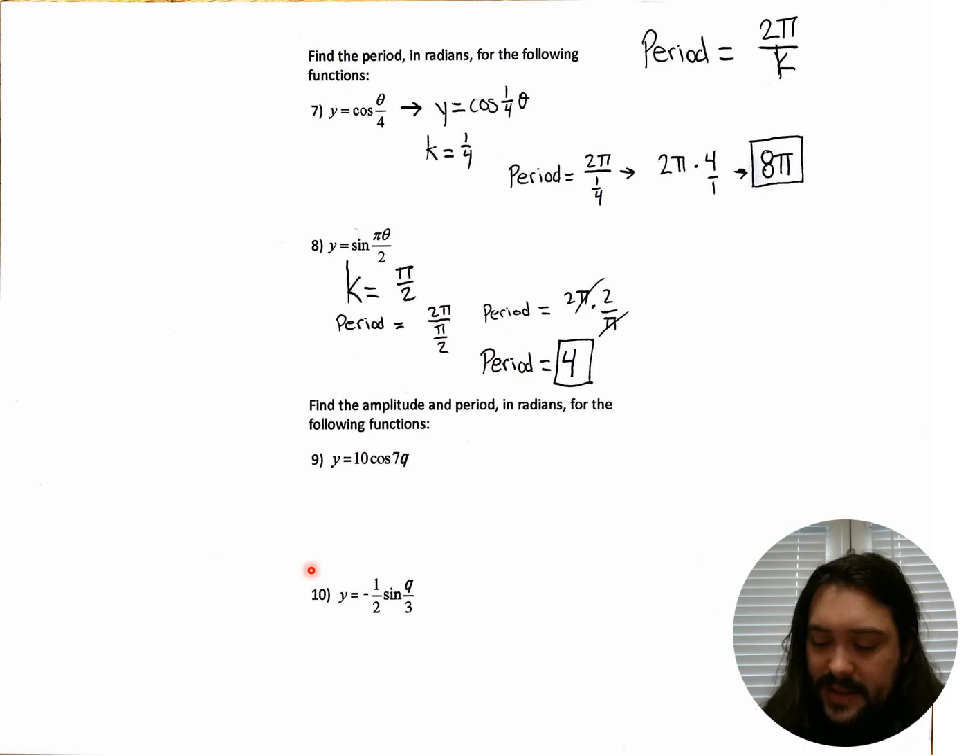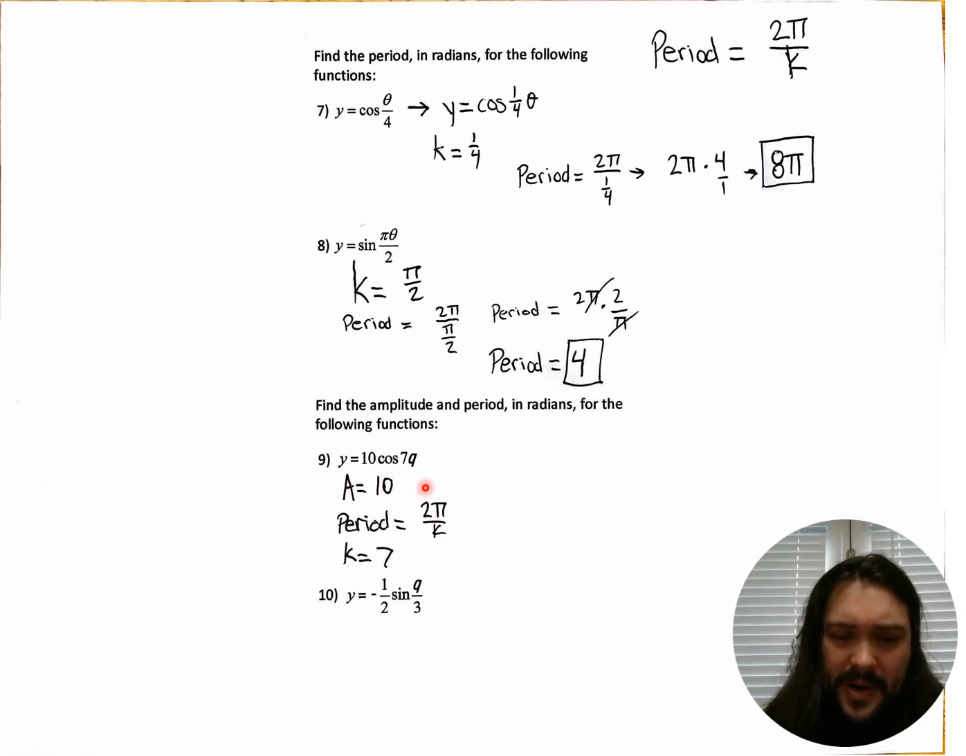And let's go ahead and look at the amplitude. Amplitude, remember, is just that first number out in front, so that's just 10. The period is 2 pi over k. Our k value is 7.